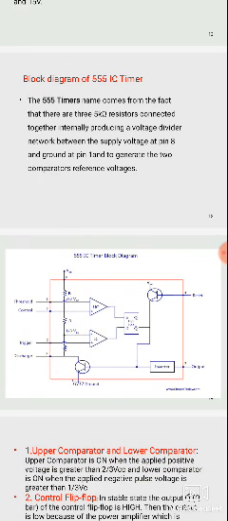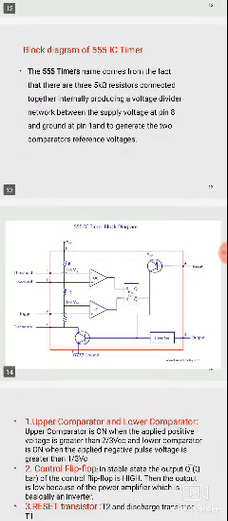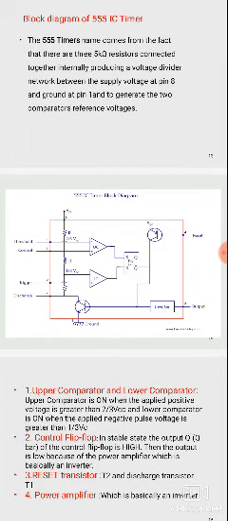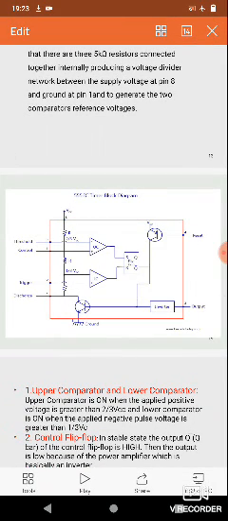So the 555 name comes from the three 5 kilo ohm resistors connected internally, producing a voltage divider between the higher supply pin, pin number 8, which is VCC, and pin 1, which is ground. The three 5 kilo ohm resistors are connected between the supply voltage and the ground terminal.